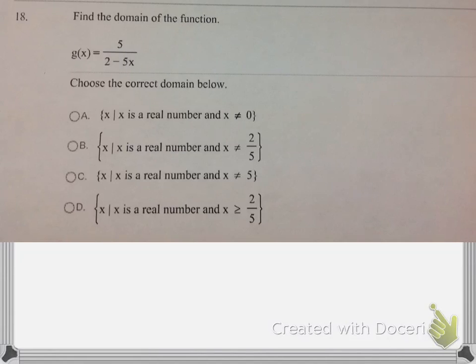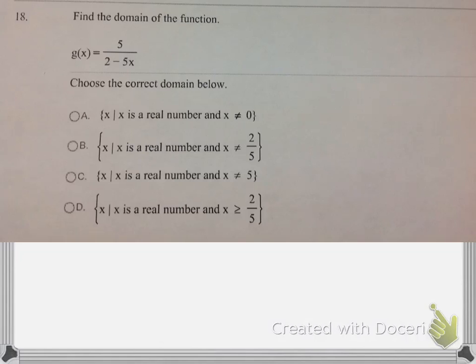It says find the domain of the function. Remember, what number was that other one? And we put all real numbers. And I said your domain's always going to be all real numbers except if you're dealing with fractions or square roots. So number 10. It was number 10.